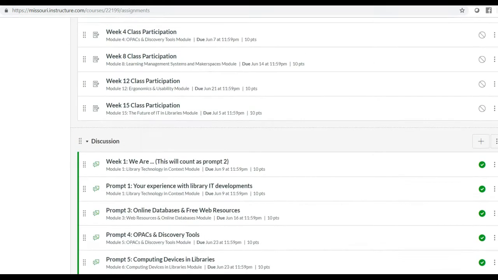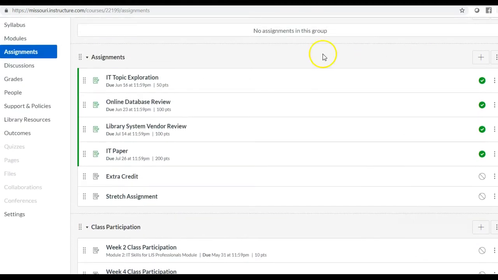Stretch assignments, don't worry about them. I have disabled those as well. As far as your 4 major assignments in the class, you will be able to see what's expected of you. You'll see the due dates. So you've got June the 16th by 11:59 p.m., the 23rd, the 14th, and then the 26th. Now the 26th, that final paper, I've just got to let you know, that is actually a Friday, not a Sunday. You need to turn in your final paper by July the 26th, a Friday at 11:59 p.m.